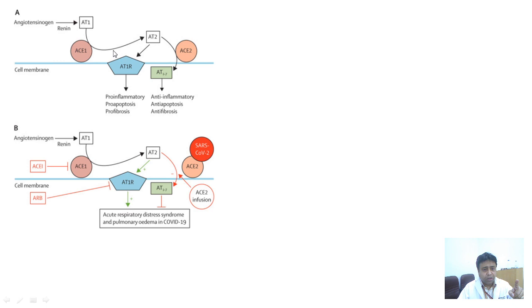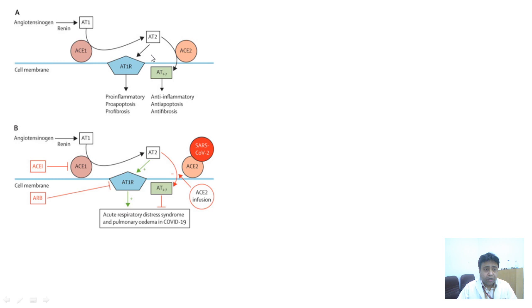Now, once angiotensin 2 has been formed, we have seen that it can interact with its receptor, the angiotensin 1 receptor. Once it interacts with this receptor, it causes an increase in the synthesis of pro-inflammatory cytokines, it causes fibrosis, it causes pulmonary edema, and it has many other functions related to the symptoms we see in coronavirus infections, that is ARDS, or acute respiratory distress syndrome.